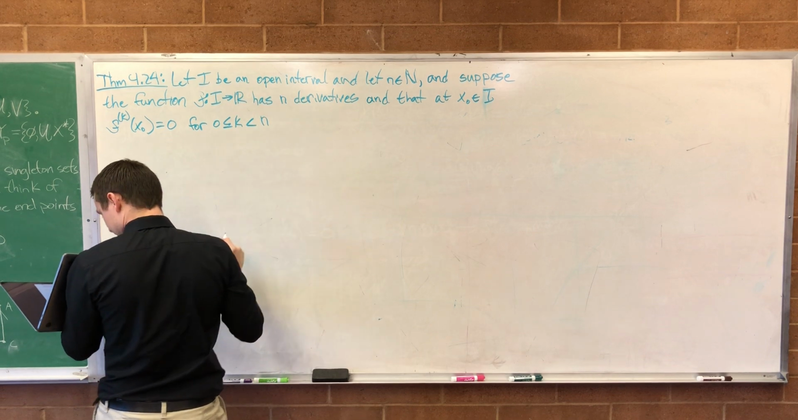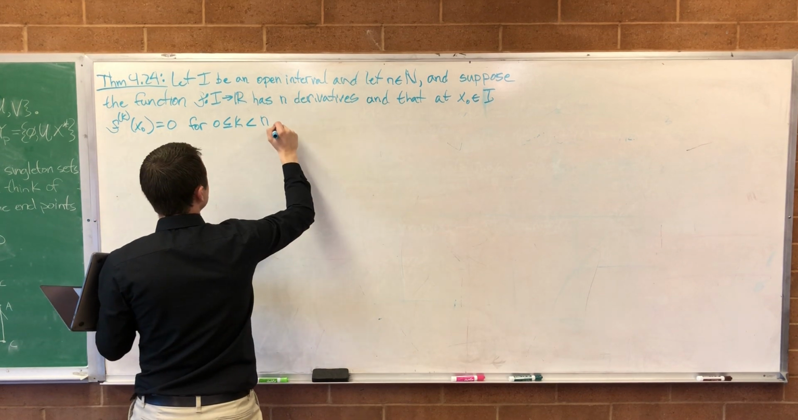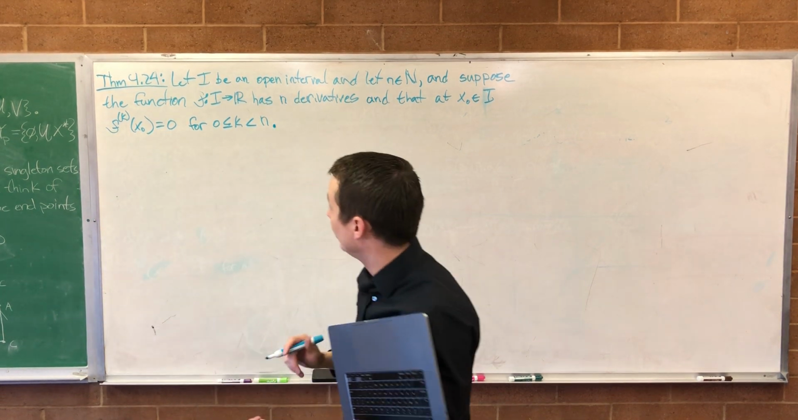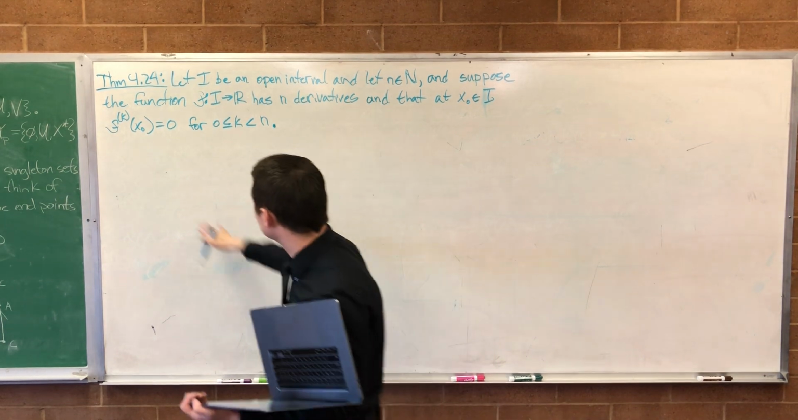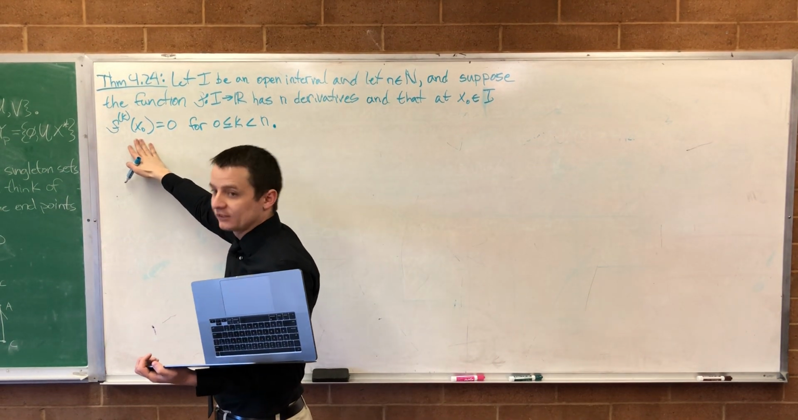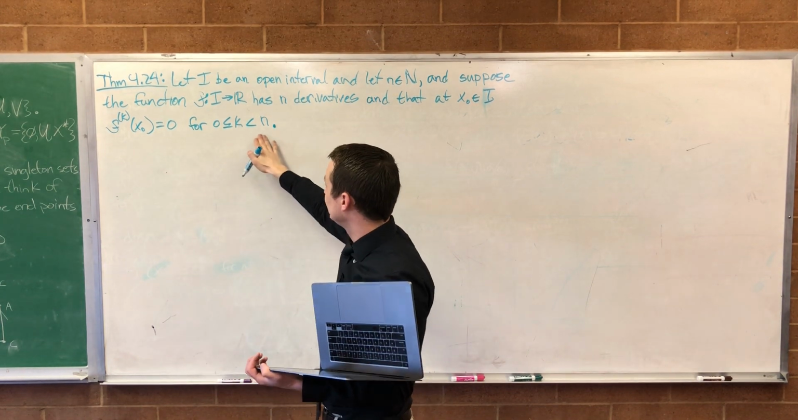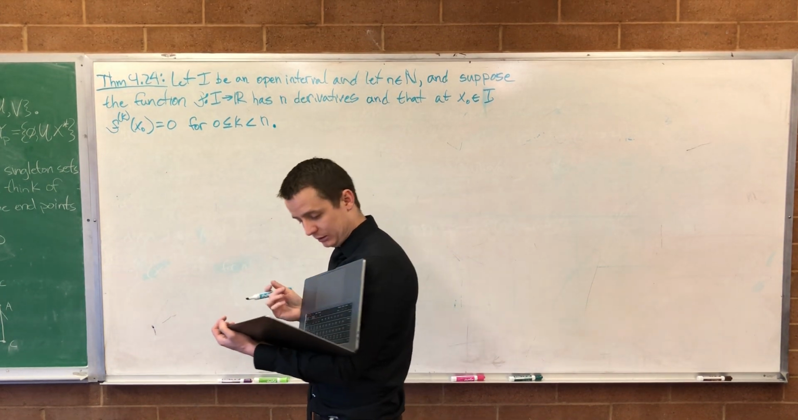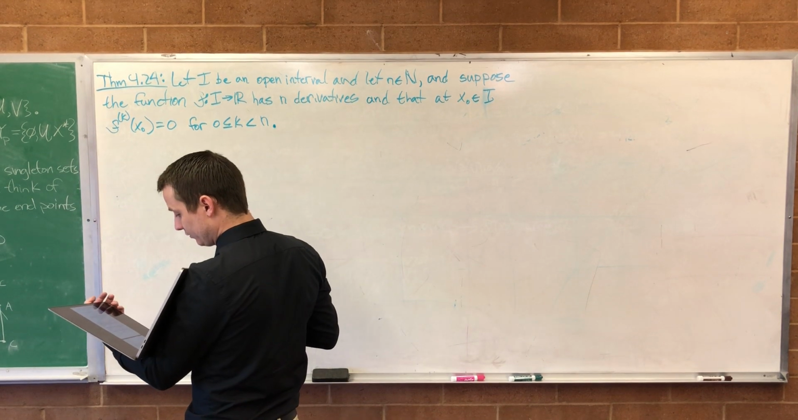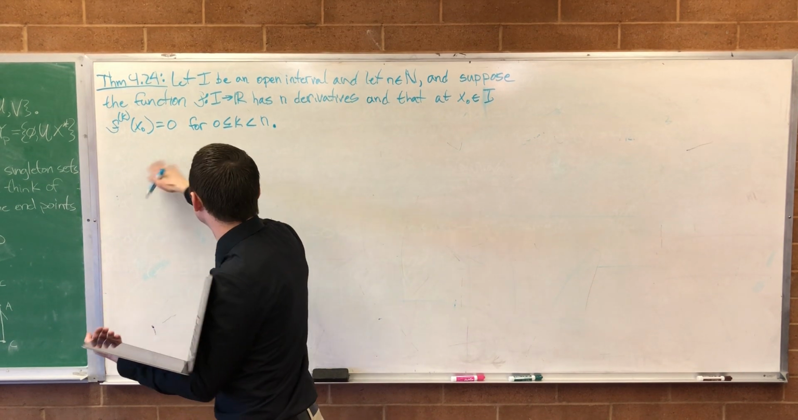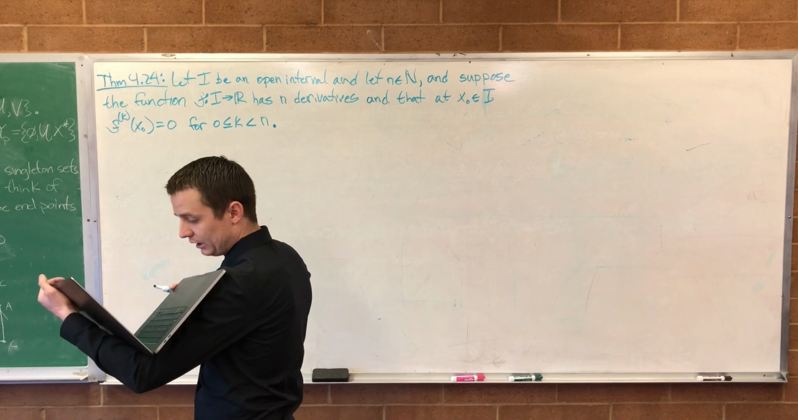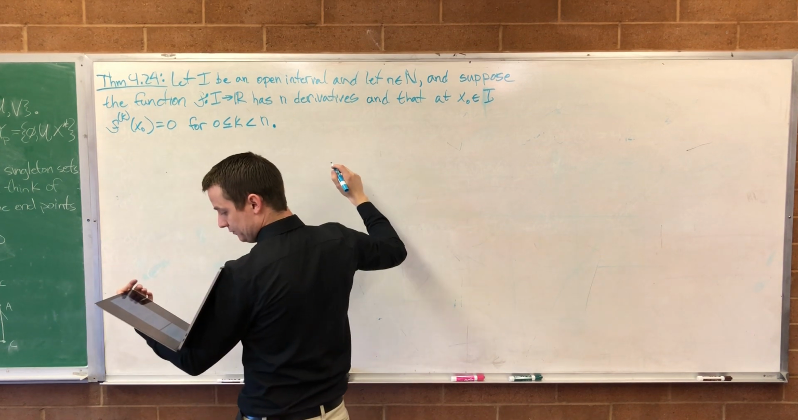Okay, so f is one of these weird functions that at a point x naught, it's always 0, always 0, always 0, until you finally take its nth derivative, then it's non-zero. Not necessarily n factorial, just non-zero. That's all we know about it. Let's see.